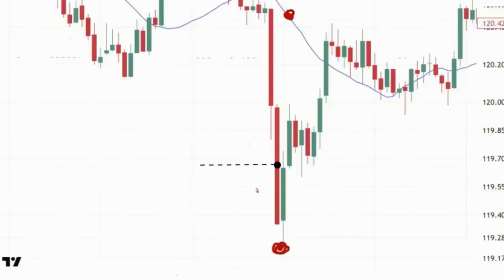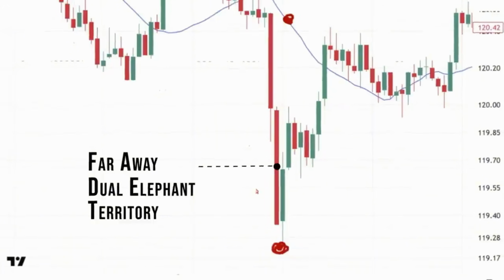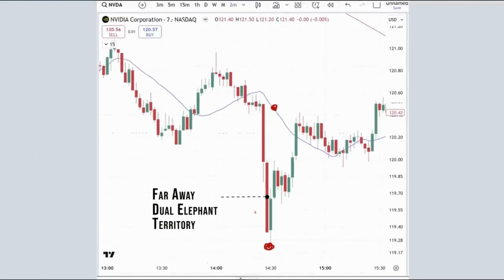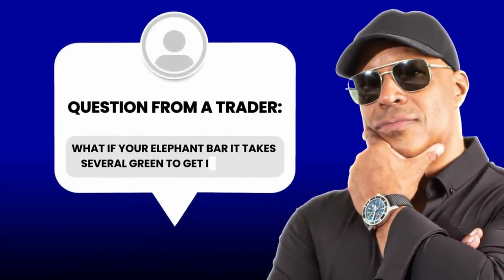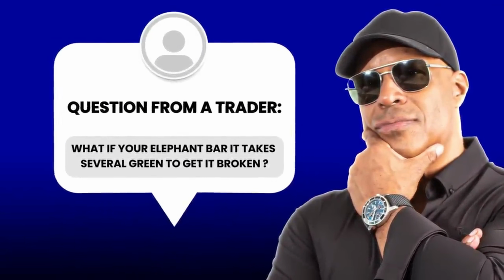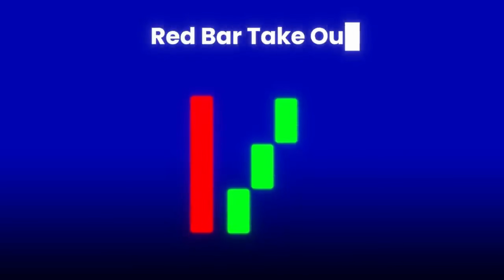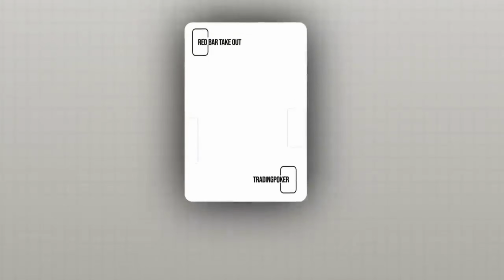It has moved into dual elephant territory and it's far away. And this one we cut in half as a play. Tawani's asking, what if your elephant bar takes several green to get it broken? This is also one of your plays. It's just not the one we're focused on today. That is actually in your deck. That is called a red bar takeout.